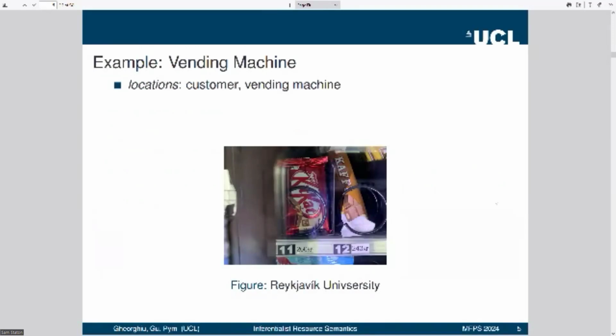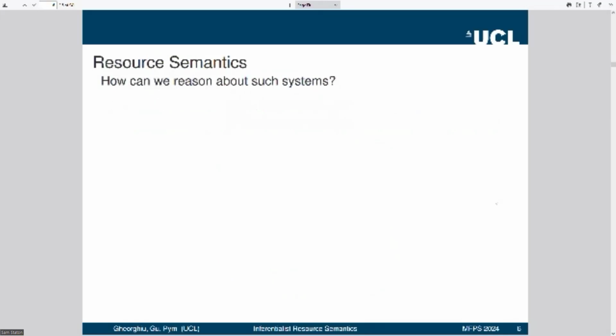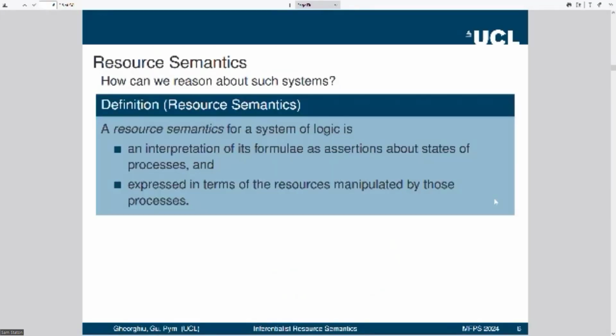So you have two locations, you have a customer and the vending machine itself. Your resources are money and chocolate bars. And you have a process that says if the consumer gives up 200 kroner, they get one chocolate bar. Okay. So the mathematical tool to reason about such systems is called resource semantics.